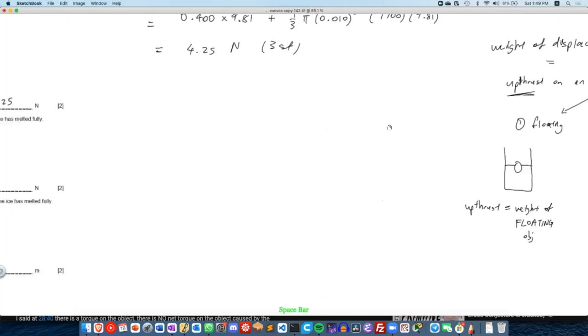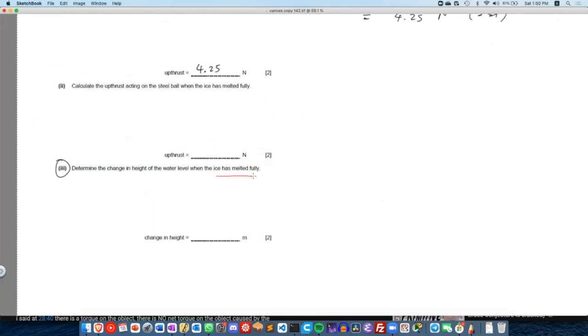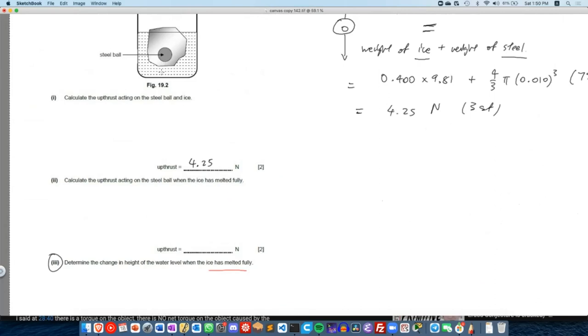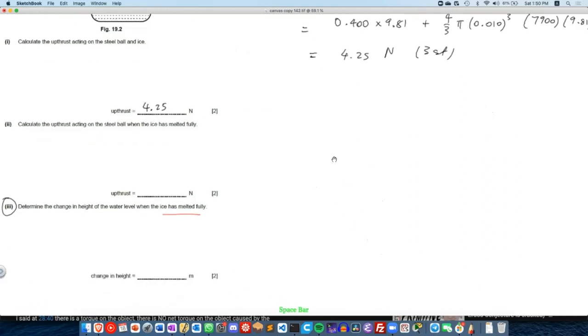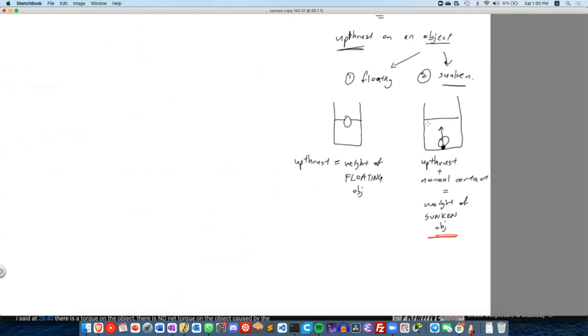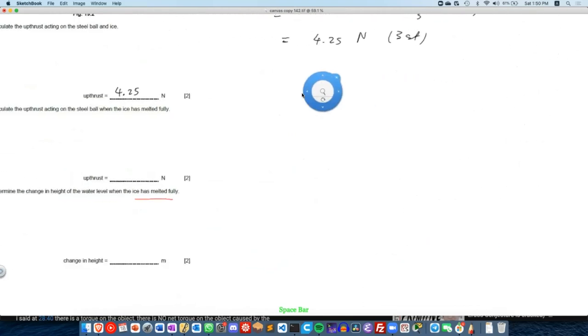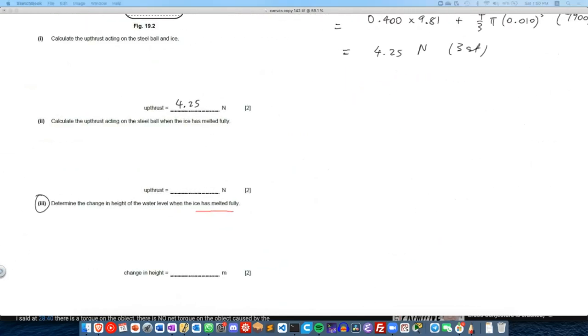So this concept will come in important in the third part later, because when the ice is fully melted, the steel ball will have sunken to the bottom. And in that case, we're concerned about the weight of the water displaced rather than the weight of the steel ball. So this concept, about having a sunken object and the relation between its up thrust and its weight, will come in important later on for part three. So anyway, if you didn't understand that, it's okay. I'll explain it in greater detail later as we go on to part three.